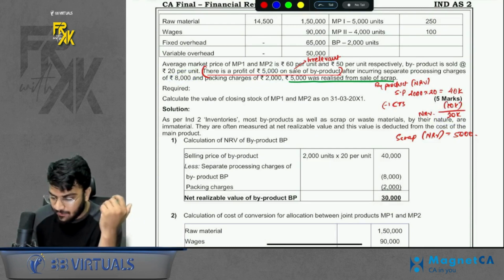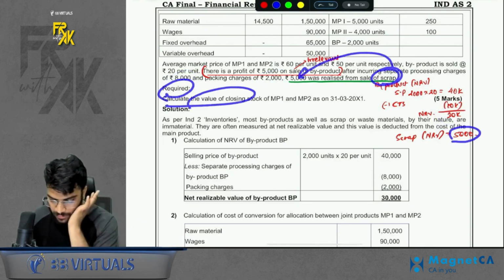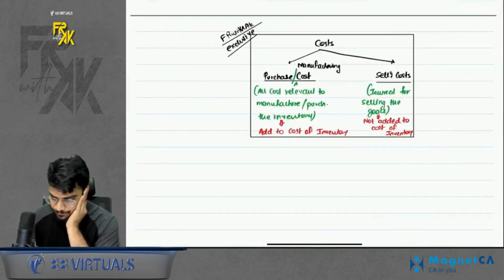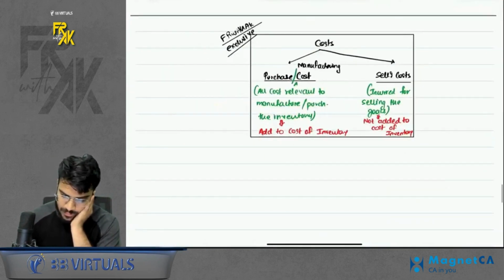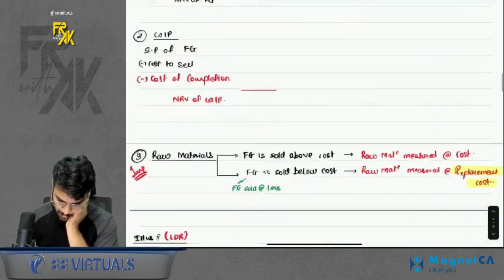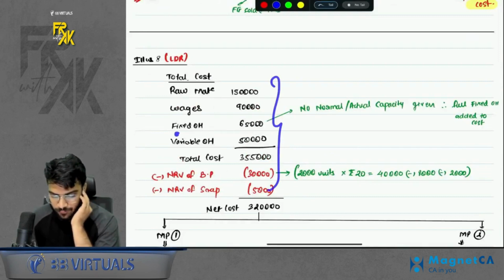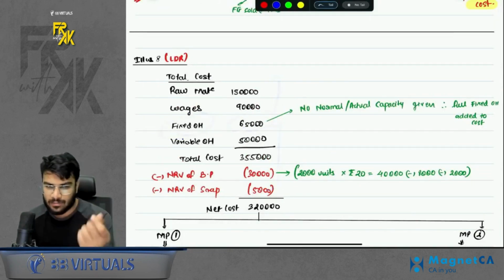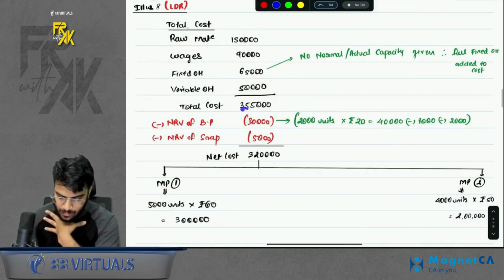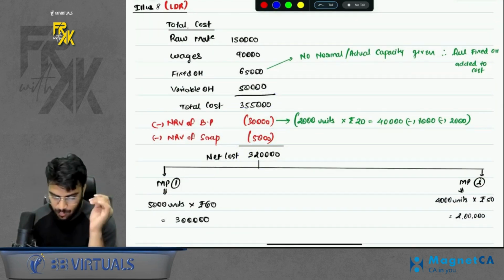And what is the NRV of scrap? It is given as 5,000. So I will take that. Okay. You are required to calculate the amount of closing stock. So how will you do it? It is a very simple calculation which we just did, in case you remember. It was something like this. So we took all the total cost. Acha, for fixed overheads, we take the full amount as no normal or actual capacity is given. So I take the full amount. Okay, I get the total cost. Reduce the NRV, you get the net cost.